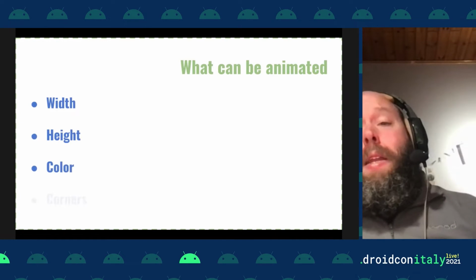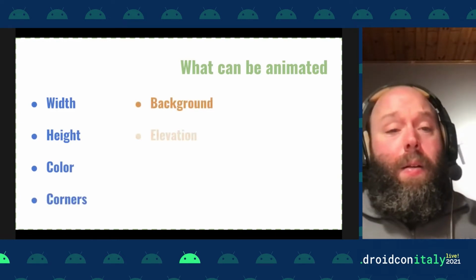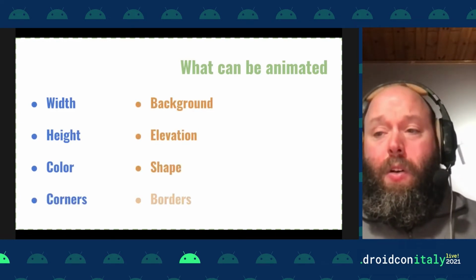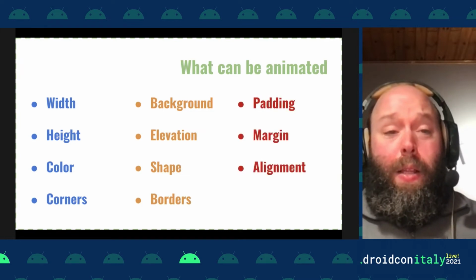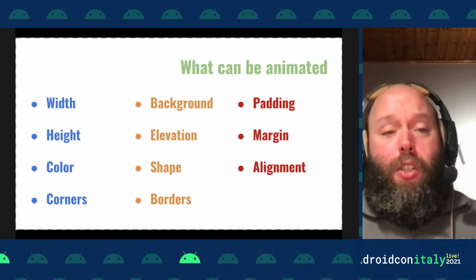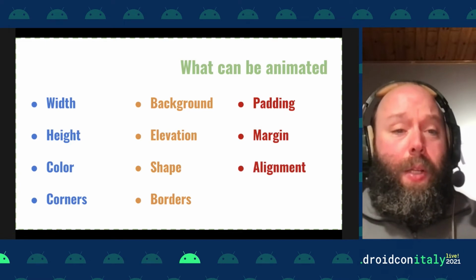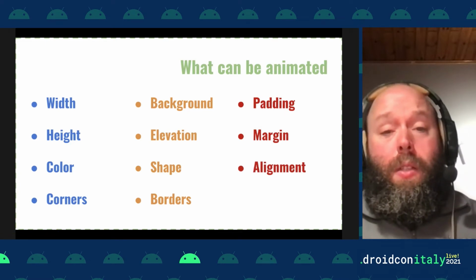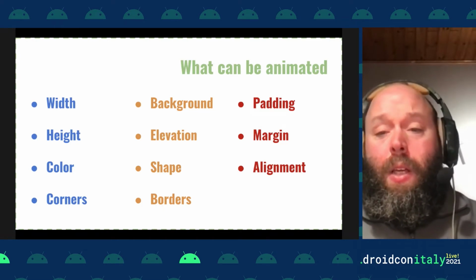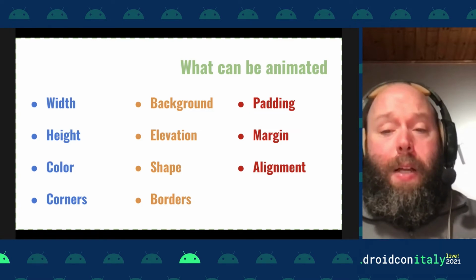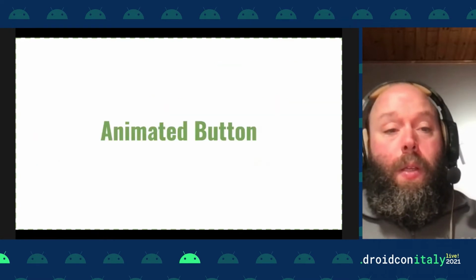So, what can we animate with the animated container? Basically, every property of the animated container can be animated in an implicit way. We can change the size, like the width or the height, the color, the corners, the background color, the elevation, the shape. For example, if we have a box, we can make it a circle. We can add or remove borders. We can change padding and margin and so on.